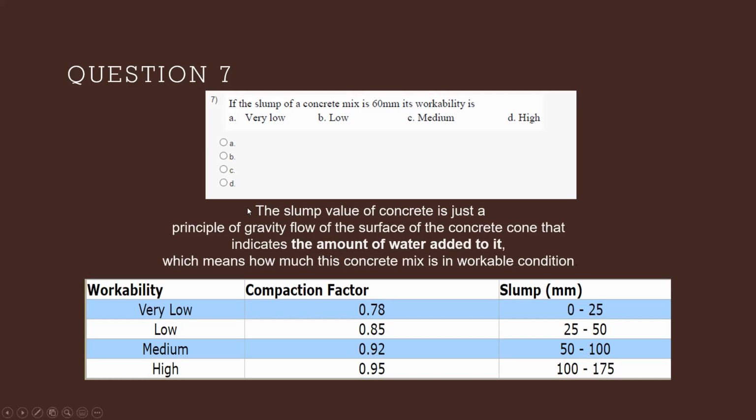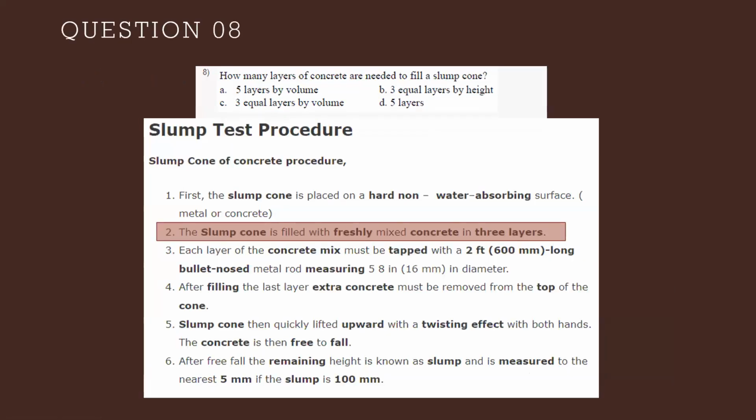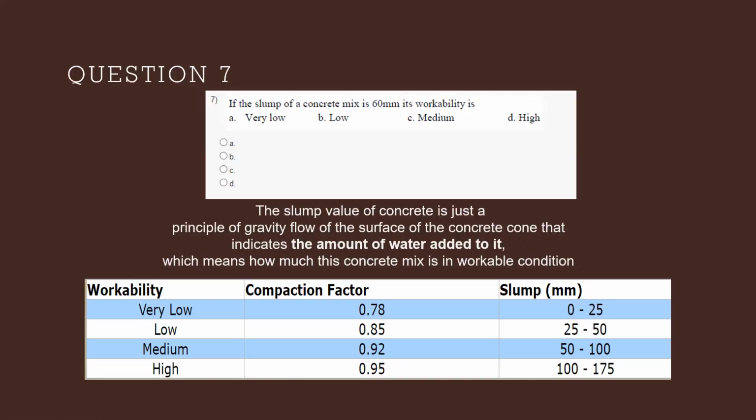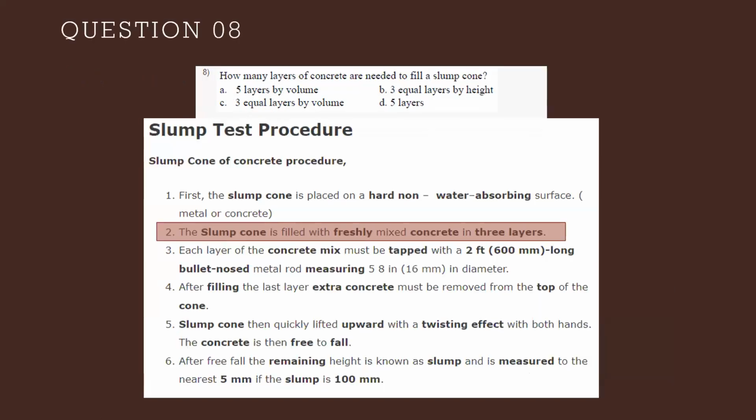Here I have added a workability versus slump chart. You can see that slump value is usually measured in mm. The range is 50 to 100 mm, and our value of 60 mm lies between 50 and 100 mm. So the corresponding workability will be medium. Option C will be correct for question 7.